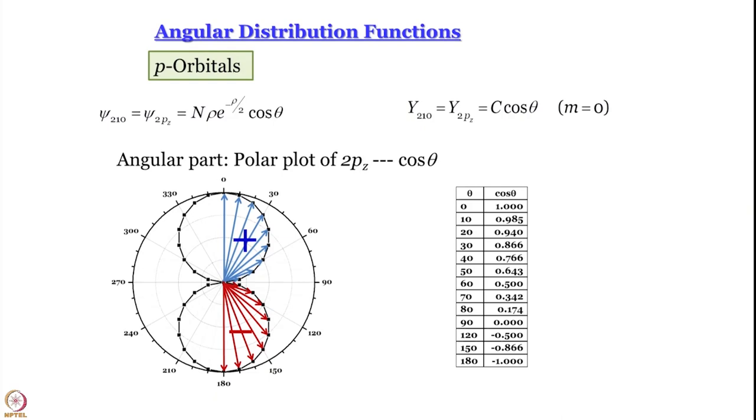But we will have more to talk about how to show orbitals, how to show the wave functions, in the subsequent modules. So now we are done with our discussion of the angular part. Next, we are going to discuss the radial part of the wave function.